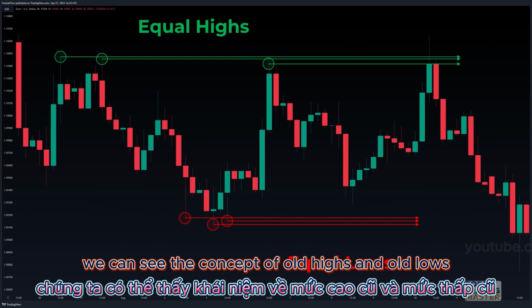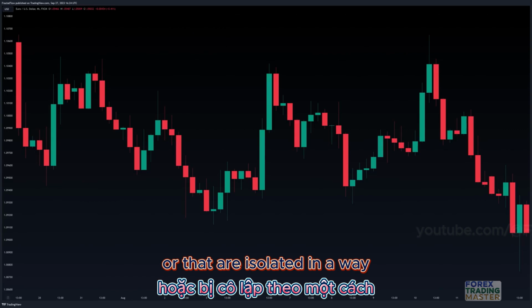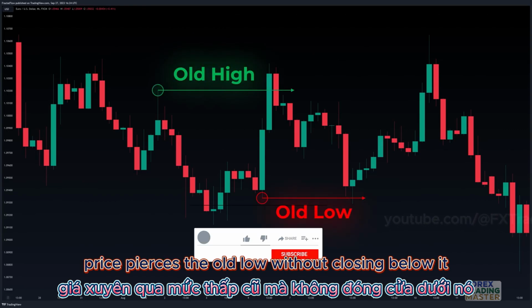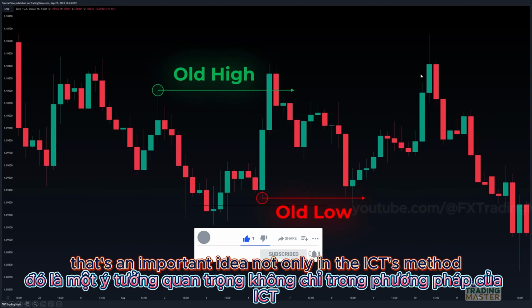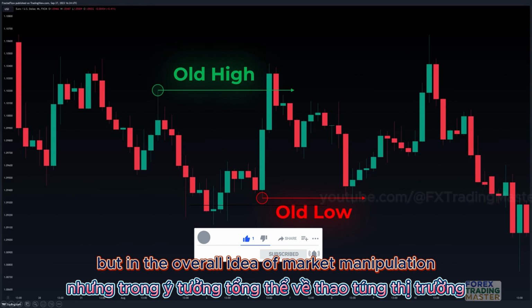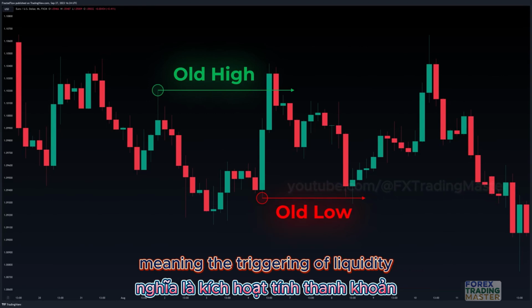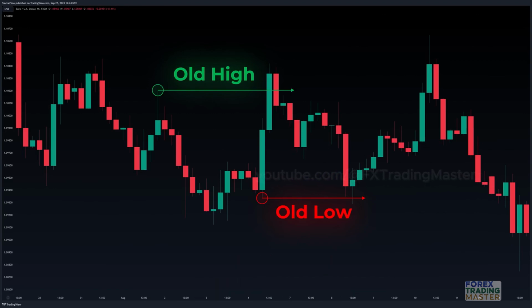Still on the same chart, we can see the concept of old highs and old lows, which are swing highs and lows that stand out, or that are isolated in a way. Notice an example of the old low. Price pierces the old low without closing below it, and then it starts to go up. That's an important idea not only in the ICT method, but in the overall idea of market manipulation, meaning the triggering of liquidity in order to deceptively induce retail traders to one side of the market.